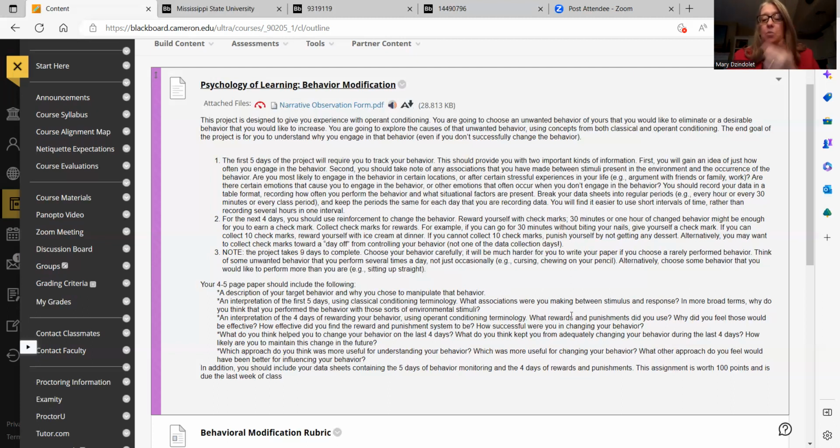What associations were you making between stimulus and responses? In more broad terms, why do you think that you perform the behavior with these sorts of environmental stimuli? You're also going to interpret the 5 days in terms of operant conditioning too, if that's applicable. Then you're going to include your narrative observation form for the 4-day period after you've implemented the behavior modification plan. And you're going to interpret those 4 days using operant conditioning terminology.